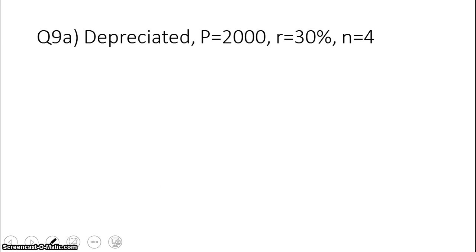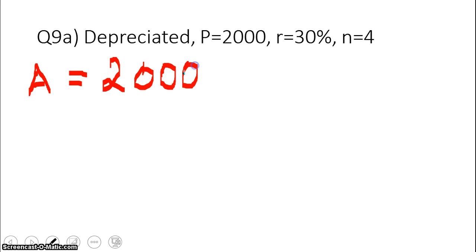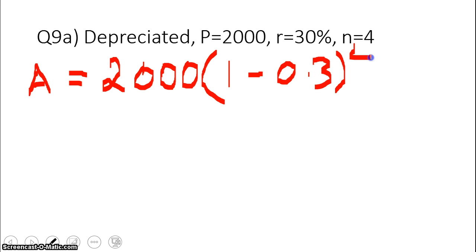In question 9, we've got a depreciation question, and there's really 2 ways to do it. I've shown you one way last lesson, I'm going to show you the other way this lesson. So we need to find the final amount. We've got an initial amount of 2,000, and we're taking away 30%, which is 0.30 to the power of 4.